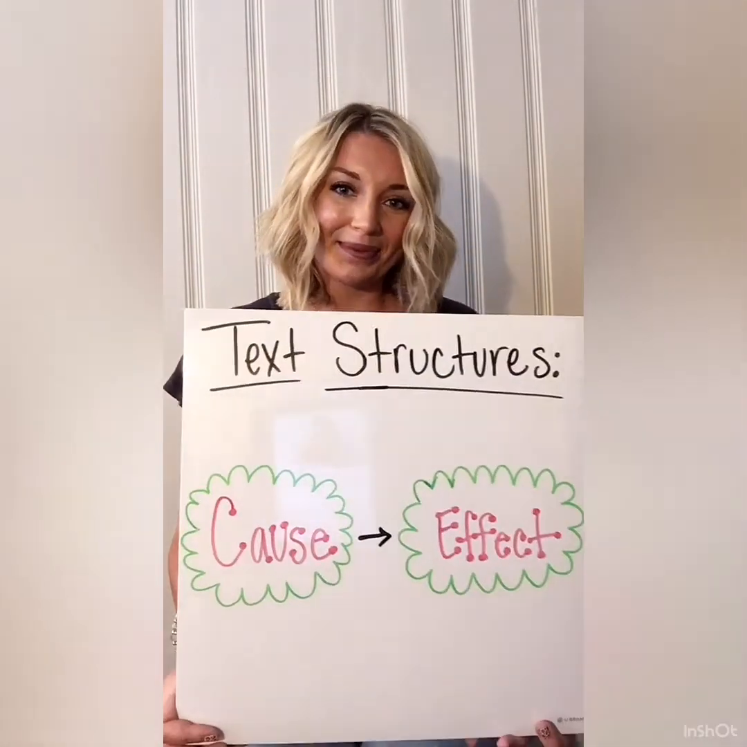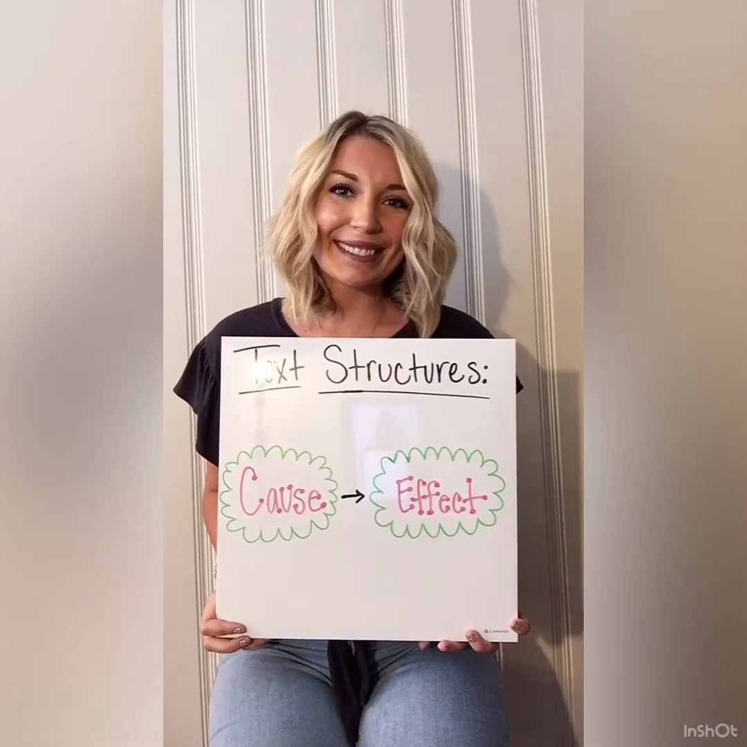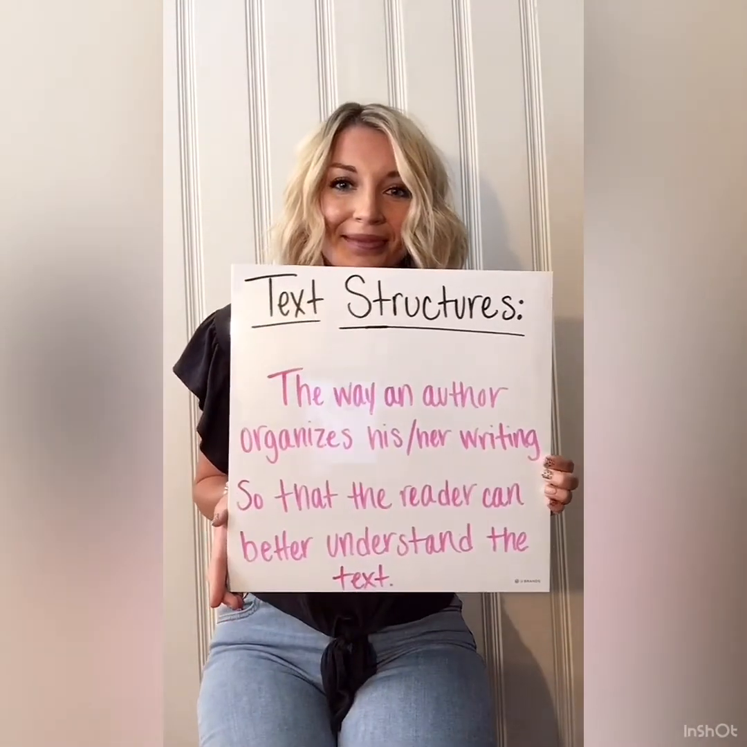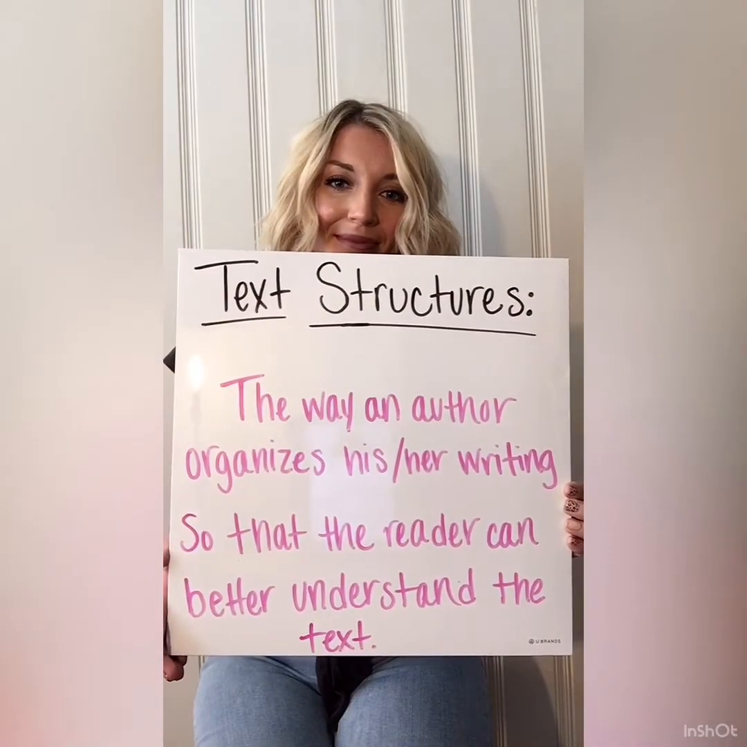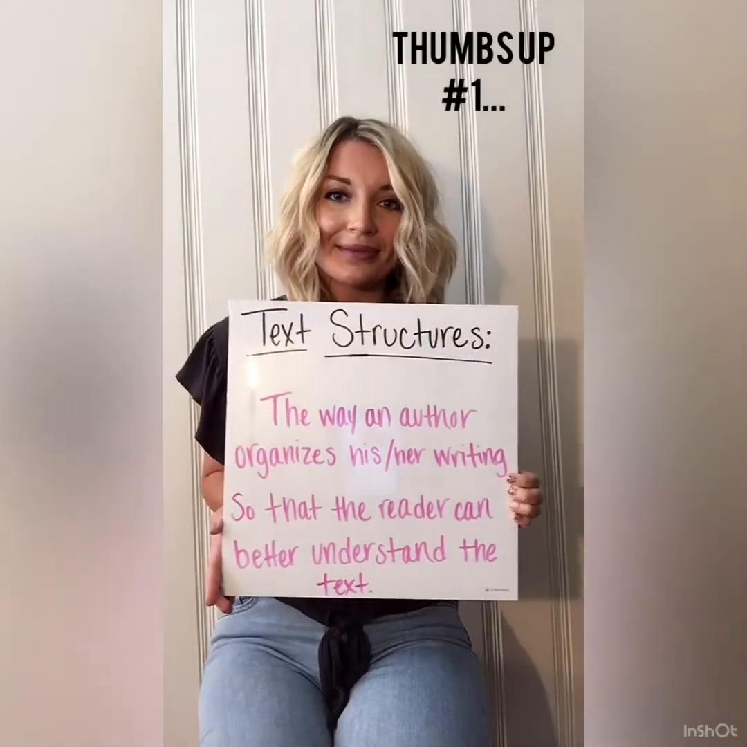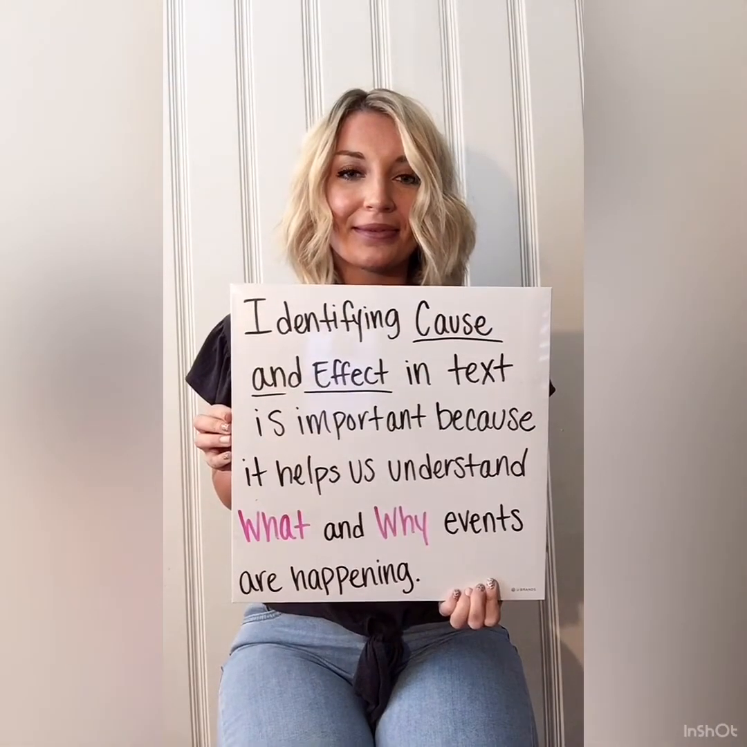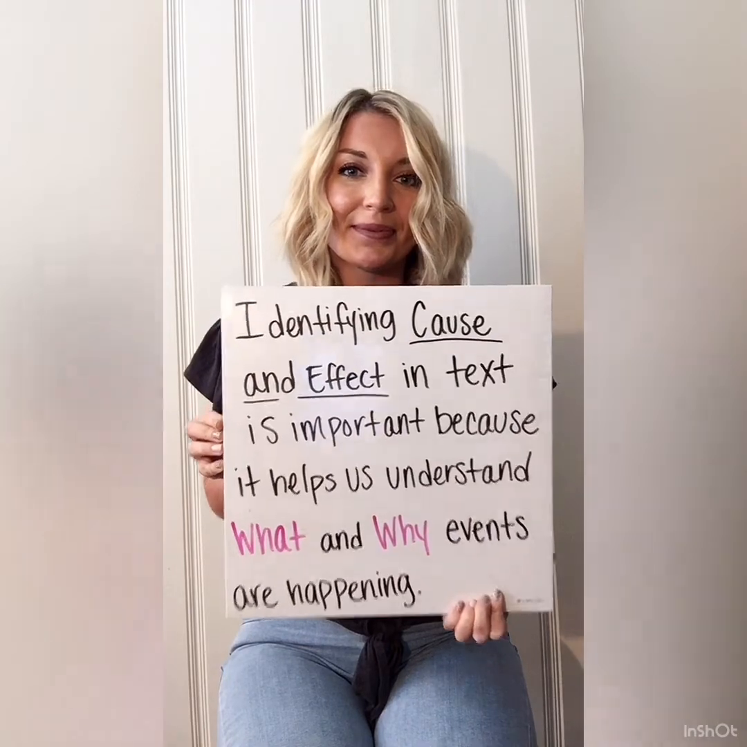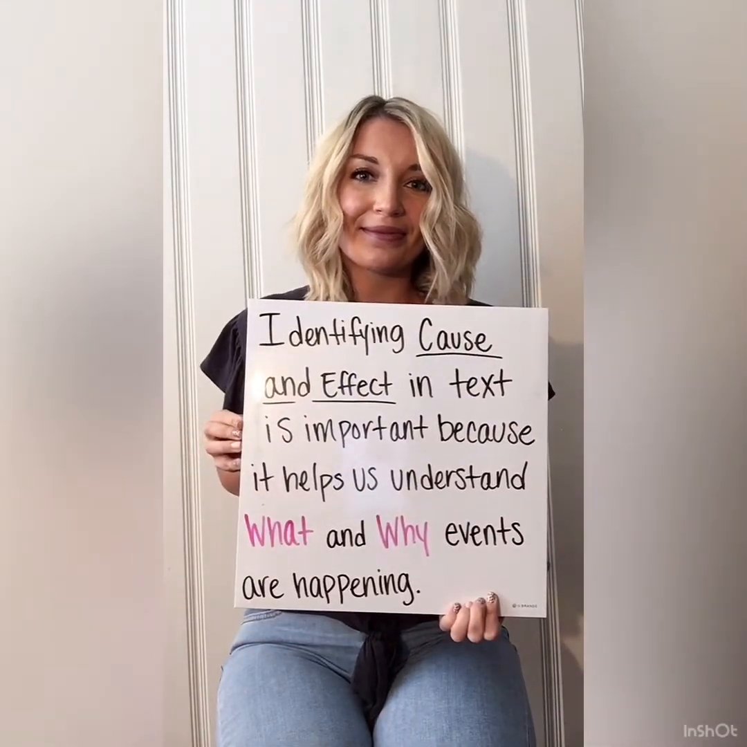We are going to be talking about the text structure of cause and effect. Before we do that, let's review what a text structure is. This is the way an author organizes his or her writing so that the reader can better understand the text. So why is this important, you ask? Identifying cause and effect in text is important because it helps us understand what and why events are happening.